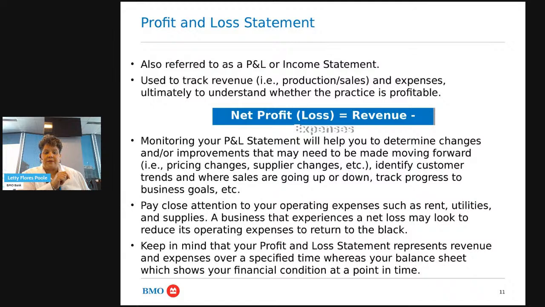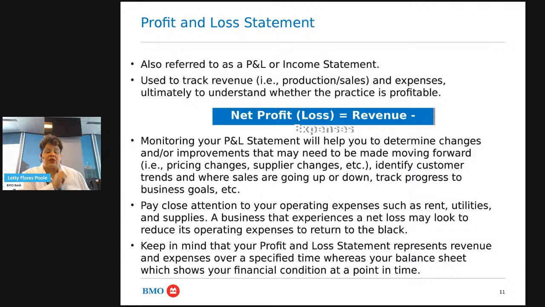It also allows you to pay close attention to your operating expenses, such as rent, utilities, and supplies. A business that experienced a net loss may look to reduce its operating expenses to return to the black, right? Maybe where you're leasing your business from, maybe the lease has gone up. Maybe that price has gone up. Is that going to be a location that you want to continue to stay, or do you need to look to maybe move the business because that's an expense that you don't know if you can maintain, or is that digging into your profit, right, and creating a loss? Keep in mind that your profit and loss statement represents revenue and expenses over a specified time, whereas your balance sheet shows your financial condition at a point in time.